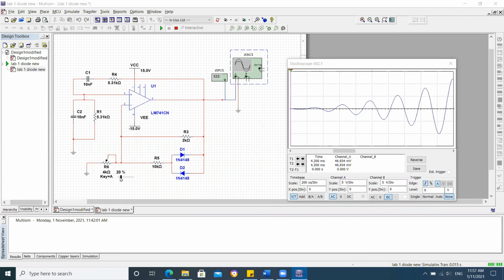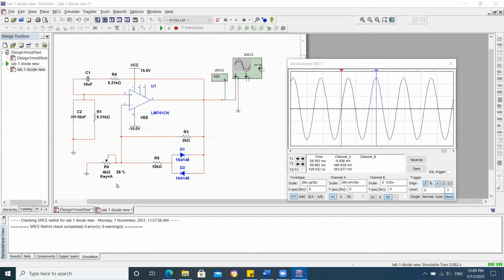At 20% of the potentiometer, the oscillator will start to oscillate and the output waveform will start to grow. At a certain value of the frequency, there will be a small distortion on the output waveform. We need to adjust the potentiometer to 25% to get a smooth sine wave output waveform.